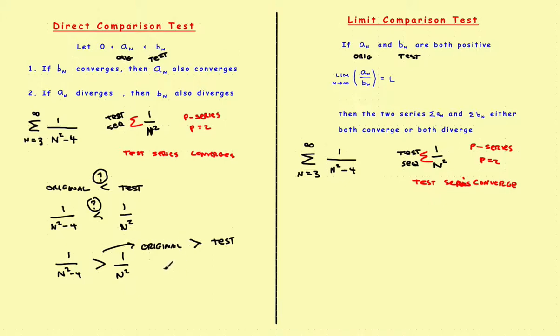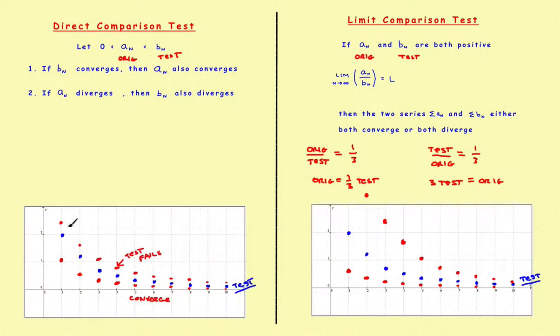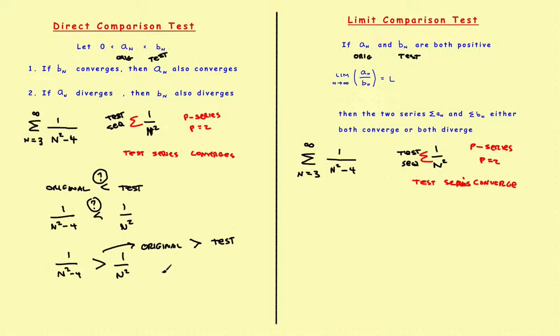So what this means is, since the original is greater than the test case, let's go back and look at our original series up here. The blue dots represented the test case. You've just shown that you have these red dots up here. The red dots are greater than the blue dots, therefore the test fails and you can draw no conclusion from this. So the direct comparison test fails and you can't conclude anything. So that's what happens if you try to solve this problem with the direct comparison test.